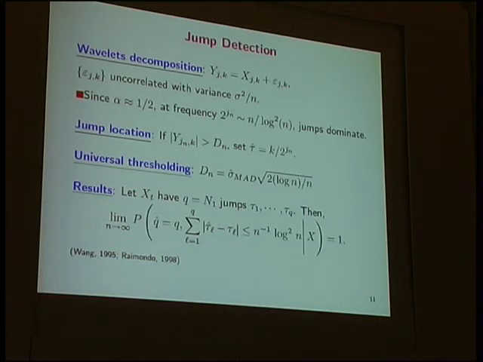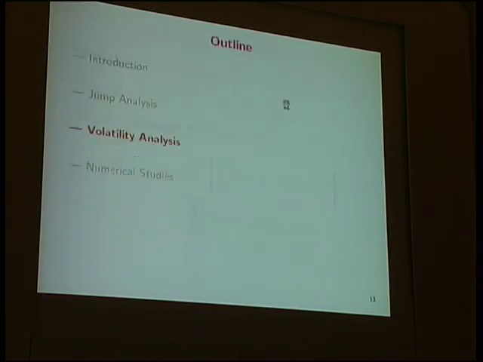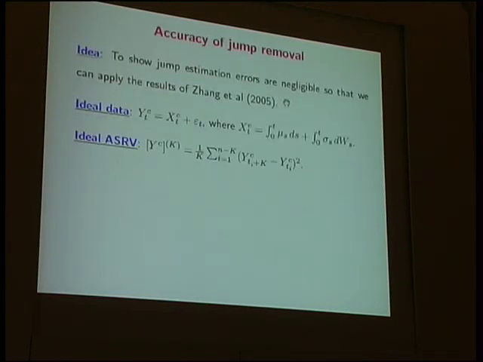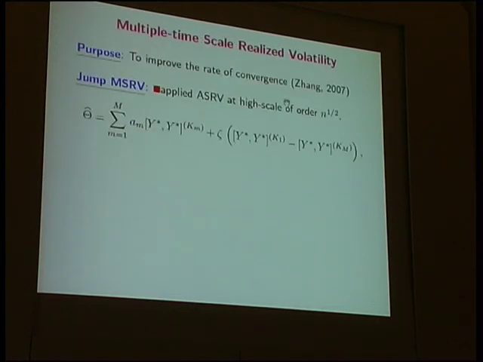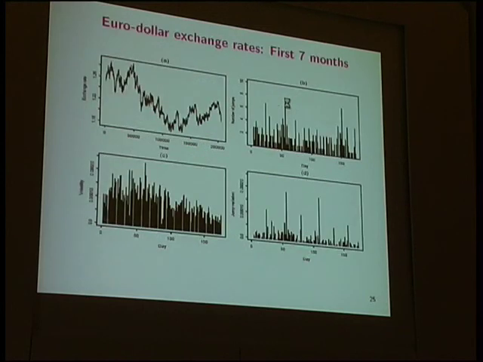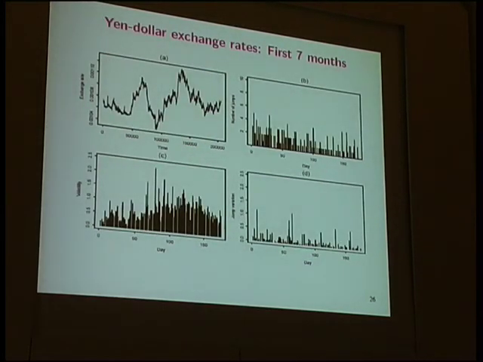Usually when we talk about jumps, we want to detect the frequency of jumps, and also the distribution of the jump sizes. Here, I think you just focus on the variation.